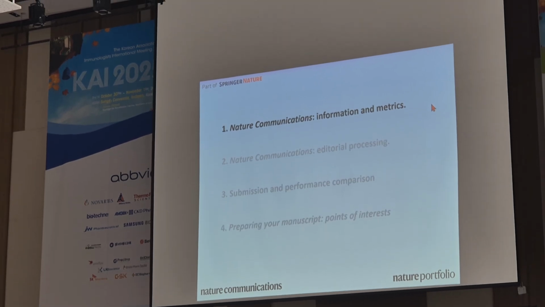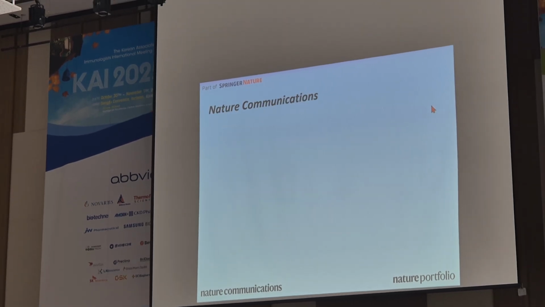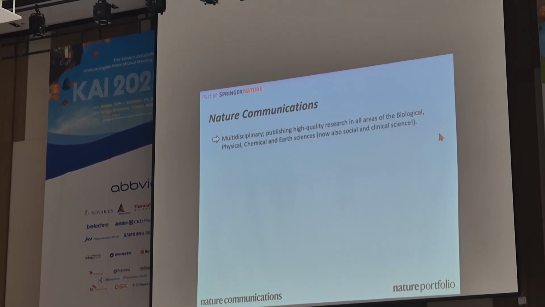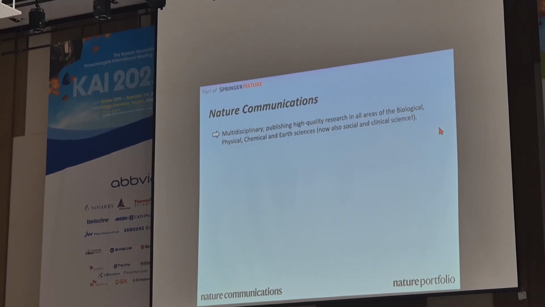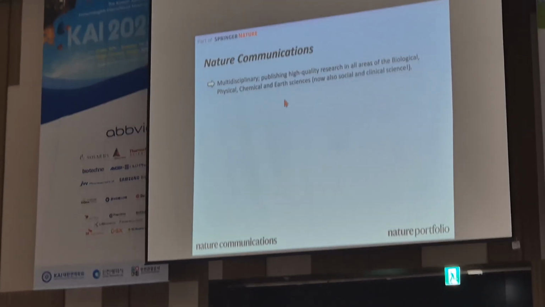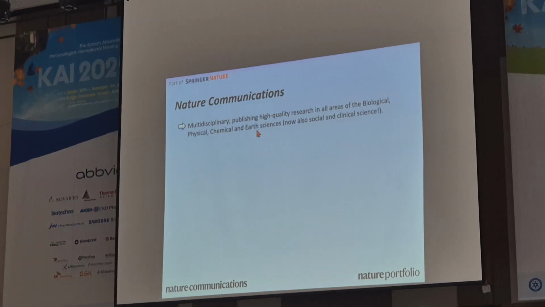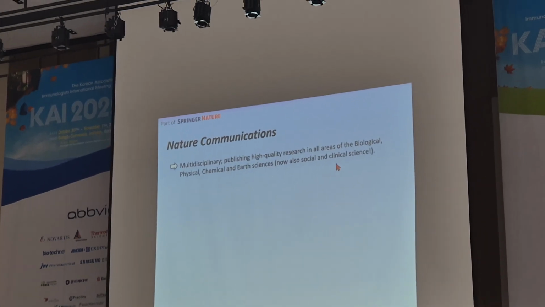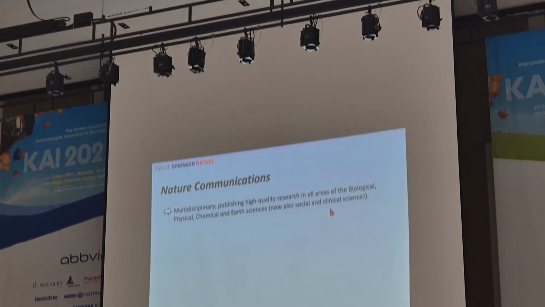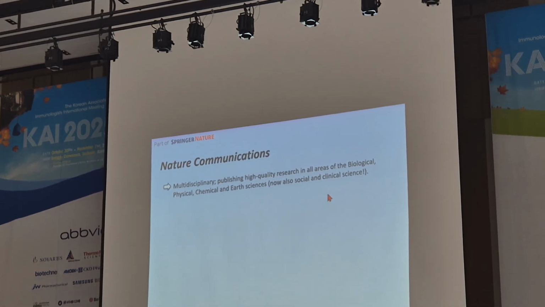So first part, information. What is Nature Communications? We are a multidisciplinary journal publishing high-quality sciences. In the beginning we focused just on physics and chemistry, but now we are invading into earth science, social science, and chemical science. So if you ask me what is the scope of Nature Communications, there's no scope, anything goes.